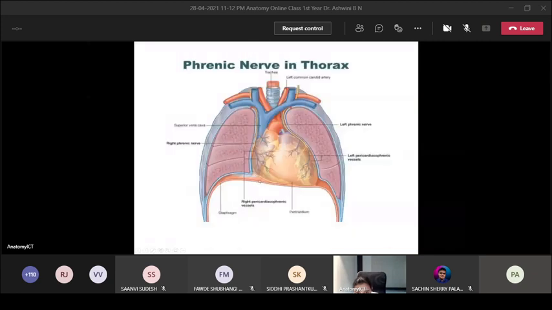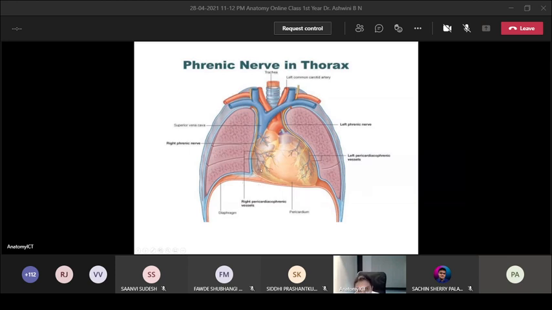Below we have the inferior vena cava. Then the right phrenic nerve passes through the opening in the diaphragm through which the inferior vena cava passes, which is at the level of T10, the 8th thoracic vertebral level. So the right phrenic nerve passes through that inferior vena caval opening of the diaphragm. Then it supplies the diaphragm from its under surface, that is the abdominal surface.